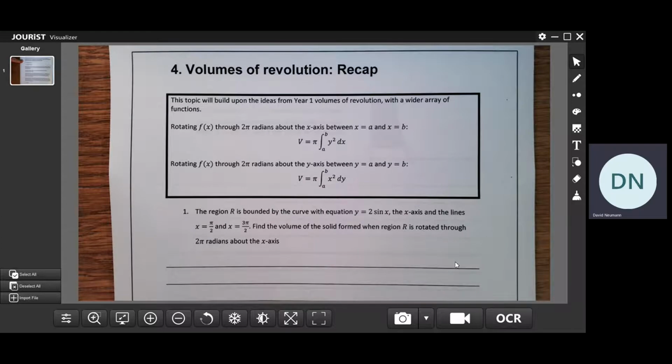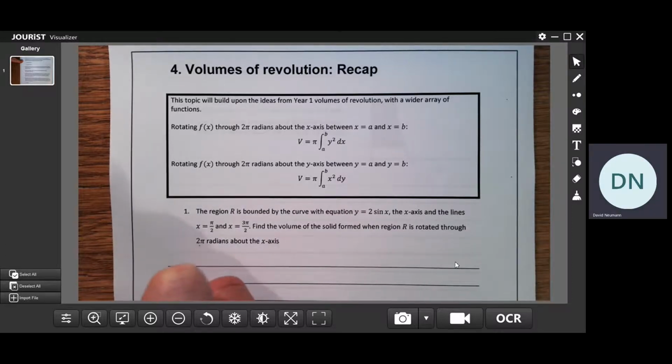So let's go ahead and look at an example. The region R is bounded by the curve with the equation y equals 2 sine x, the x-axis, and the lines x equals pi over 2 and x equals 3 pi over 2. So that's giving us our limits. Find the volume of the solid formed when this region is rotated through 2 pi radians, so that's a full rotation. Again, just watch out for where they ask you to find the volume of something which is not rotated all the way around the x-axis.